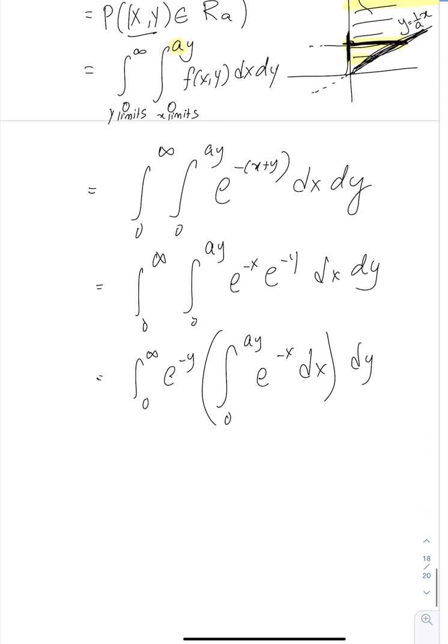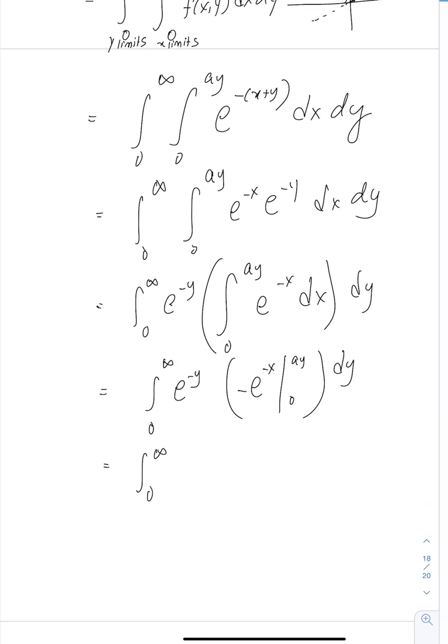Okay, so you do that integral. It's a dx integral. So it's minus e to the minus x going from 0 to ay, dy. Okay, so it'll be integral 0 to infinity e to the minus y times 1 minus e to the minus ay, dy. Now you open this parentheses up, do the integral, and this turns out to be 1 minus 1 over a plus 1.